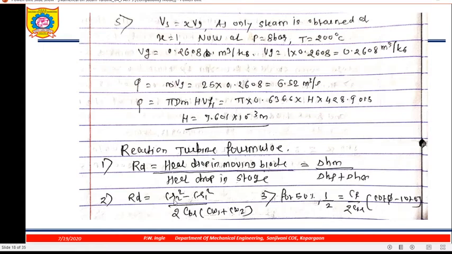Again, degree of reaction is the ratio of (Cr2 square minus Cr1 square) by 2 upon Cbl into (Cw1 plus Cw2). What is this Cbl into (Cw1 plus Cw2)? It is delta Hf plus delta Hm. And what is delta Hm? It is (Cr2 square minus Cr1 square) by 2. Then for 50%, it is 1 by 2 Cf upon Cbl into (cot phi minus cot theta). This formula also we have discussed.